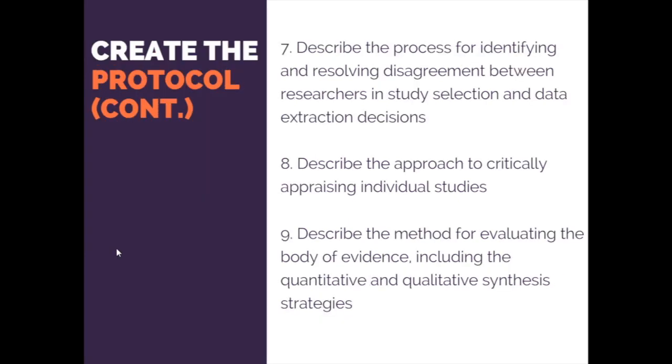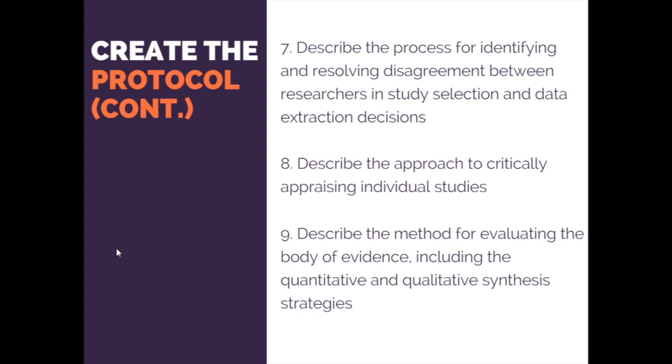So here in step 7, we'll describe the process for identifying and resolving the disagreement between researchers. So again, this is just further detail. You want to be upfront in case such a situation occurs. Describe the approach to critically appraise individual studies. So what are you looking for? You're going to look for certain biases. If there is bias, how are you going to chart that? How are you going to describe that in your review?